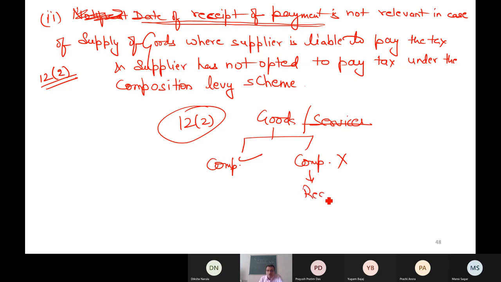In this case, date of receipt of payment is irrelevant. I hope you remember now. It is irrelevant. Let me show those earlier slides where I have written those.